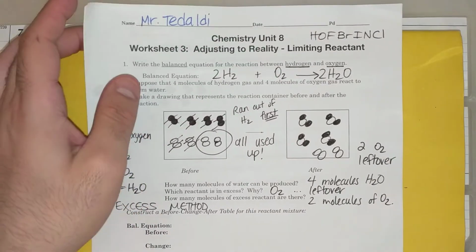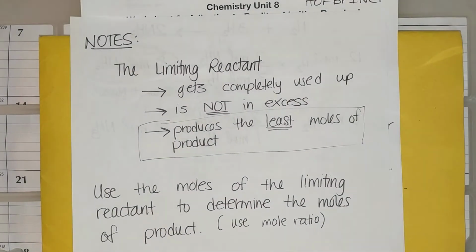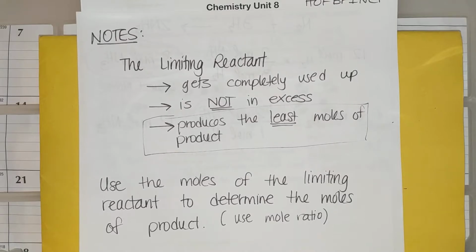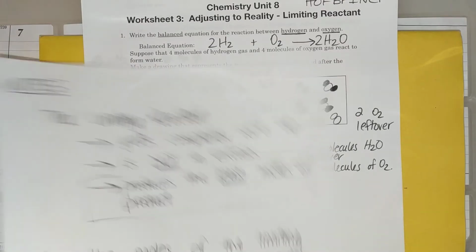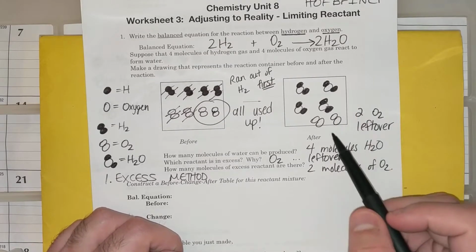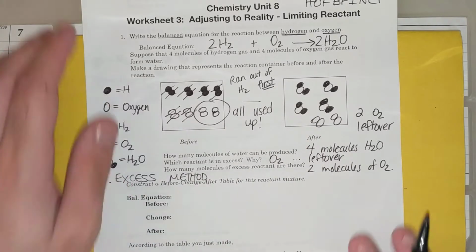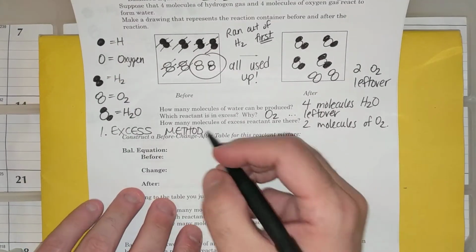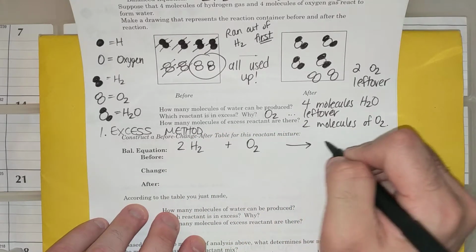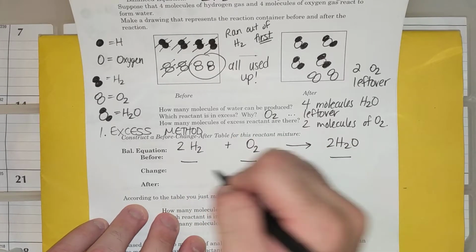Now we're going to talk about the excess method. Going back to our definition of limiting reactant, it is not in excess. So whatever reactant is in excess is not our limiting reactant. Right now, using just that definition, my O2 is not my limiting reactant. It must be my H2. So let's use this excess method. Let's write the balanced chemical equation again: 2H2 plus O2 yields 2H2O. I have my before, change, and after.